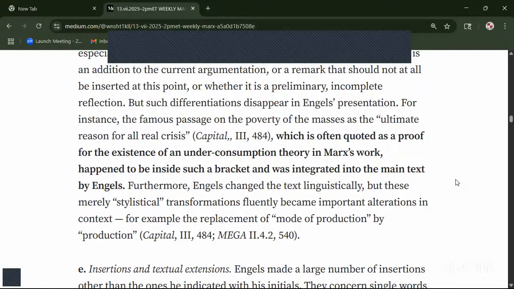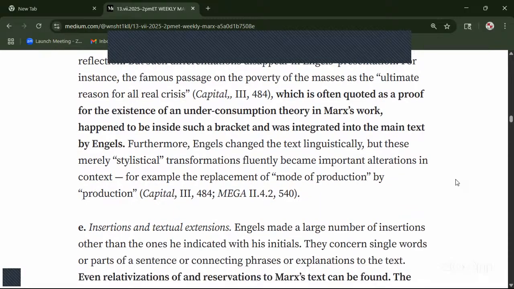Furthermore, Engels changed the text linguistically, but these merely stylistic transformations fluently became important alterations in context. For example, the replacement of mode of production by production. Not a trivial point.